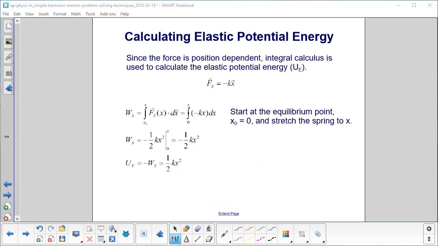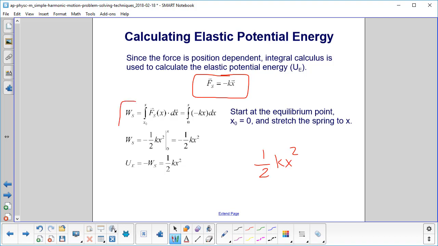We're now going to calculate the elastic potential energy of a spring. Again, in earlier physics courses, you were probably just told that it's equal to 1/2 kx squared. Now we're going to show you where that came from. So we have Hooke's law, and this is for an ideal spring. It's equal to minus kx.